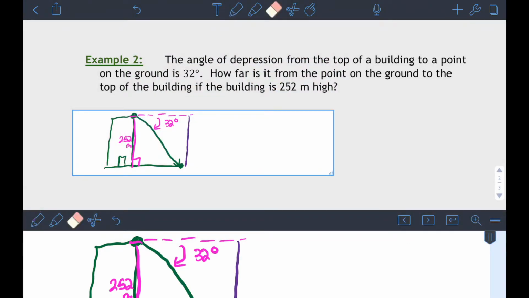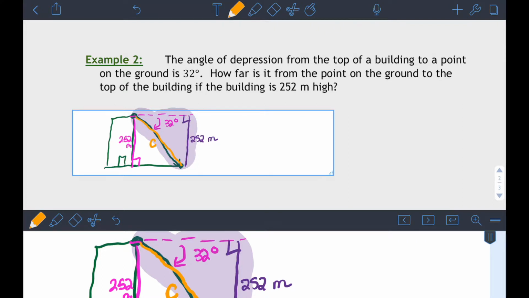Since that 32 degrees is kind of outside of my triangle right now, I'm just going to draw a new triangle and work with it. Or you could use alternate interior angles instead if you want to, but I'm just using that one right there that I highlighted in purple. So it's still 252 meters up to the top of that triangle, and I'm looking for how far it is from the point on the top of the building to the ground.